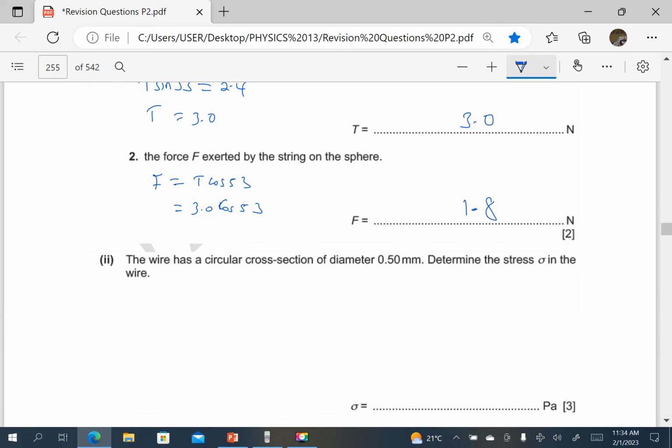The wire has a circular cross-section of diameter 0.5 millimeters. Determine the stress in the wire. So we have already seen that stress is equal to force over area, and this is therefore going to be the tension over the area. And remember, the cross section is circular, so the area is pi r squared.